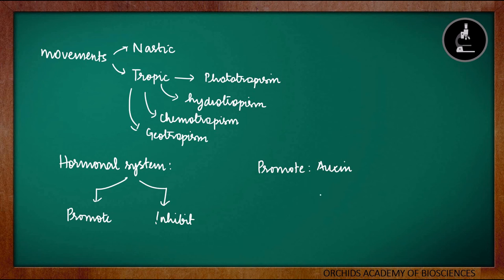Then we discuss other hormones like gibberellins, which is responsible for the growth of stem and fruits. We discuss about cytokinin, which is responsible for the cell division in plants, and we discussed about ethylene, which is responsible for growth and ripening of the fruits. And finally, we discussed about the abscisic acid, which is responsible for yellowing and wilting of leaves. So that is all that we have seen in this video.